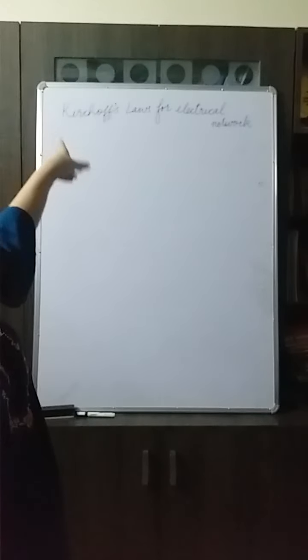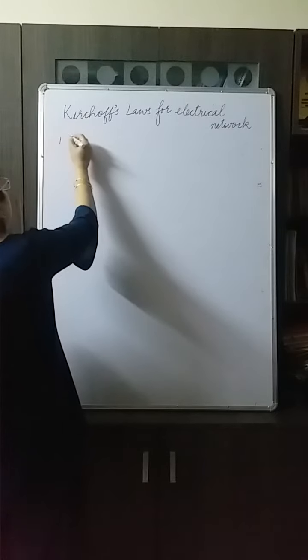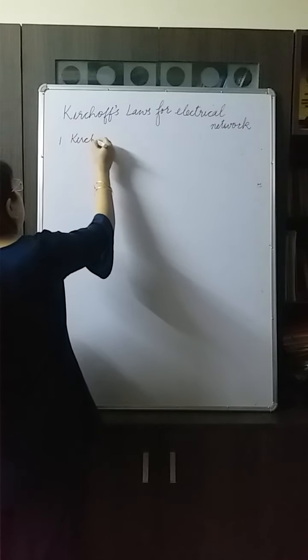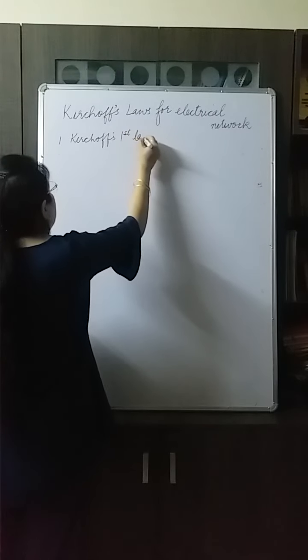In that case, we have another set of laws called Kirchhoff's laws for electrical network. These are two sets of laws. We'll do these laws one by one. The first law is called the current rule.